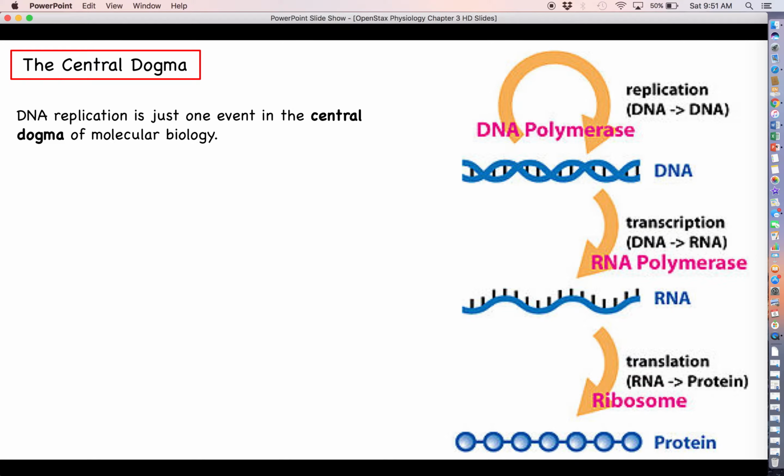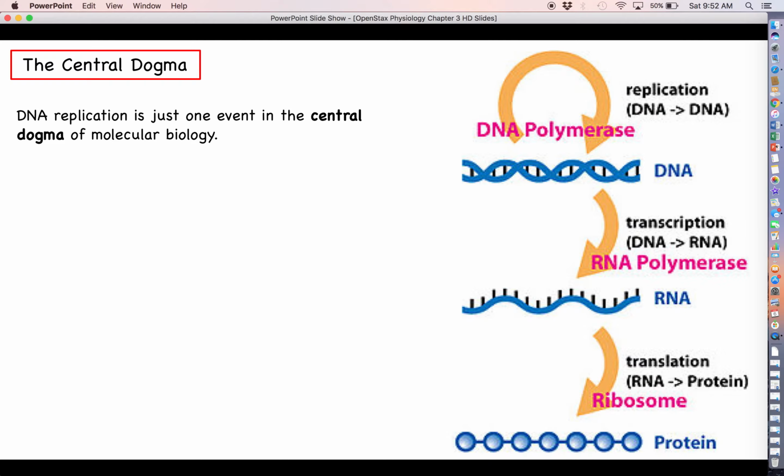So first, let's make sure that we understand the basic strategy that the cell is going to follow here. This is what's called the central dogma of molecular biology. It basically describes the progression of how the cell uses DNA to eventually make a protein. So there's a lot to unpack here.